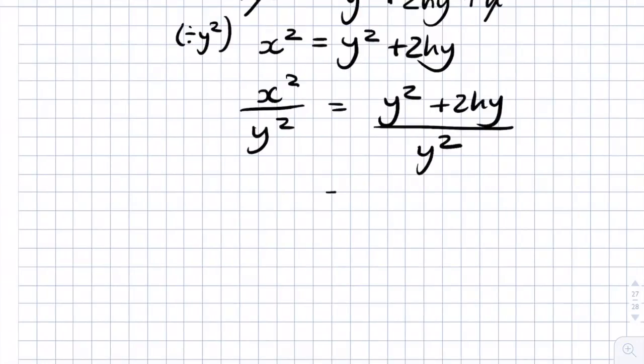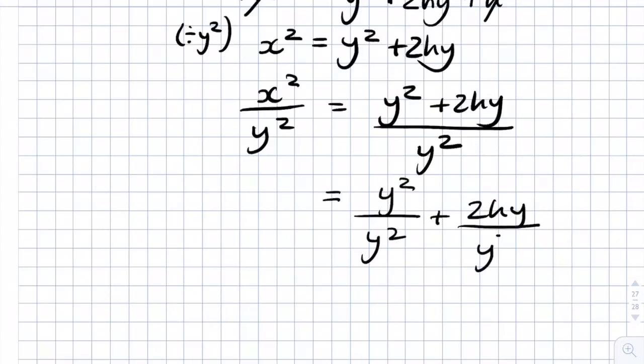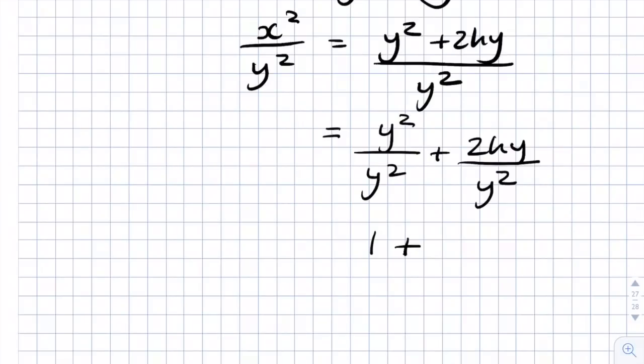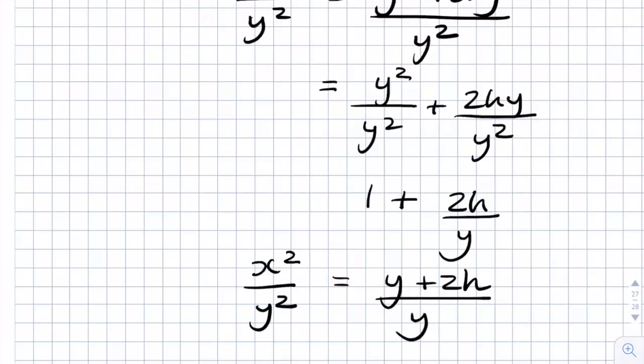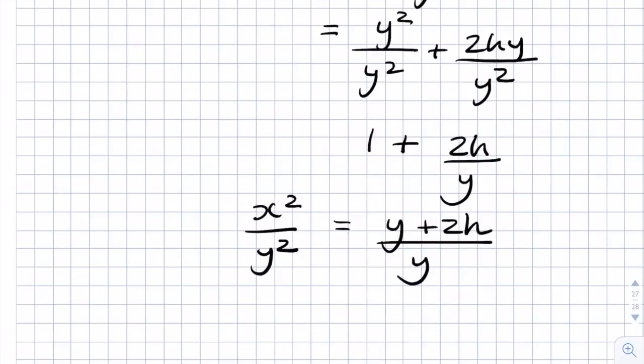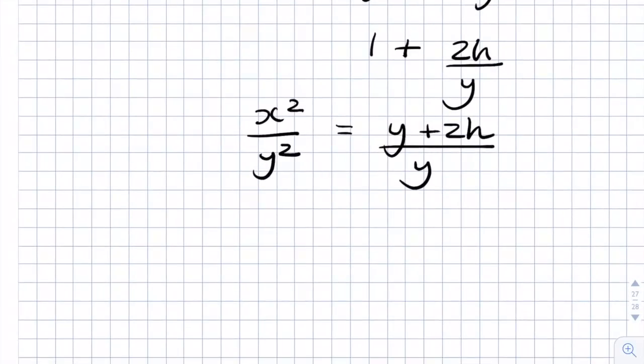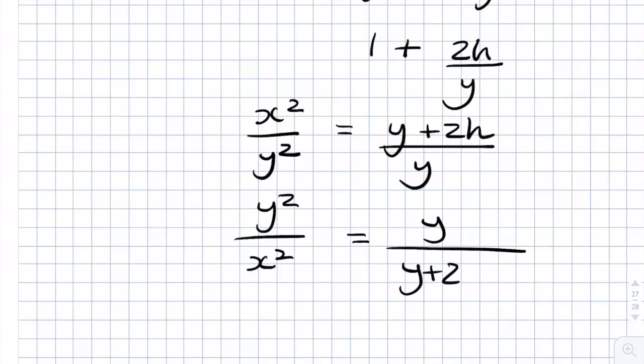Now on this right hand side, if you rewrite that as y squared over y squared plus 2hy over y squared, that obviously becomes 1, and that becomes plus 2h over y. And of course you can rewrite that as y plus 2h all over y. So x squared over y squared equals y plus 2h over y, but we want y squared over x squared. So we can just flip these fractions over, and get y squared over x squared equals y over y plus 2h.